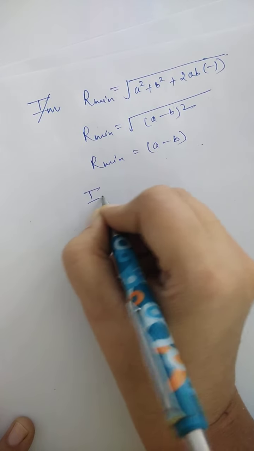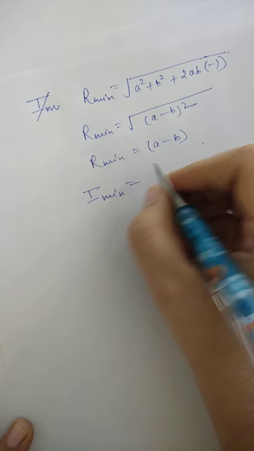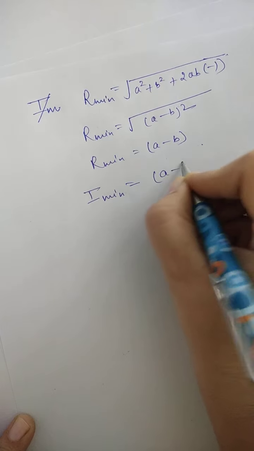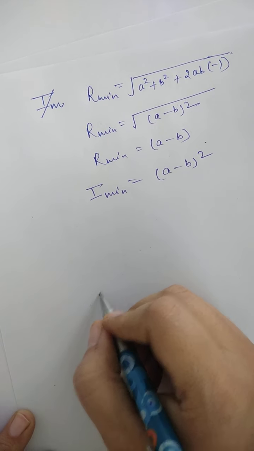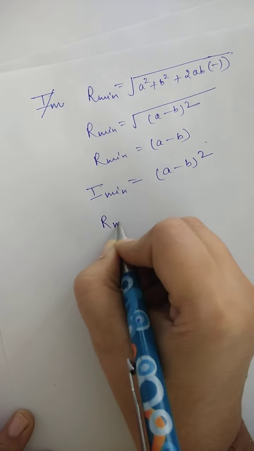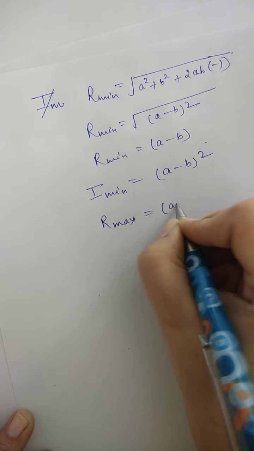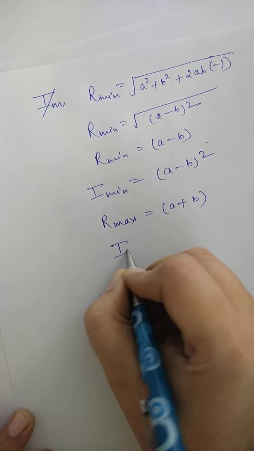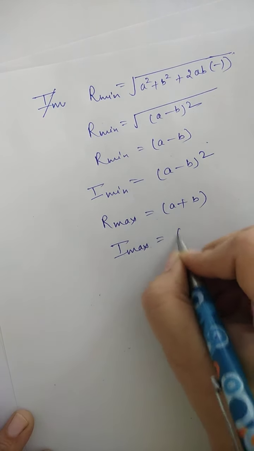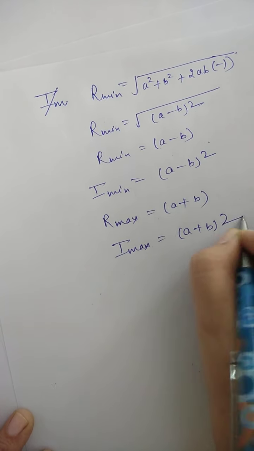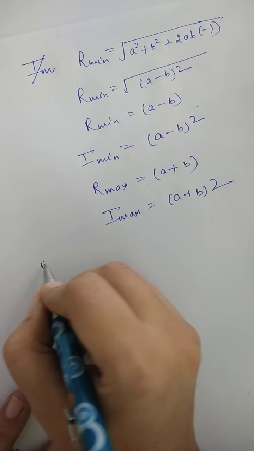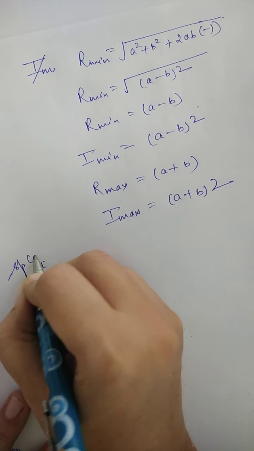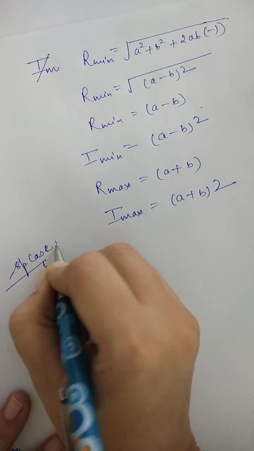What is the intensity of minimum? That is equal to (a minus b) whole square. Right? And the R maximum we found was a plus b. So what does I maximum come to? This is (a plus b) whole square. So from these two special cases, these are the two conditions for constructive and destructive interference.